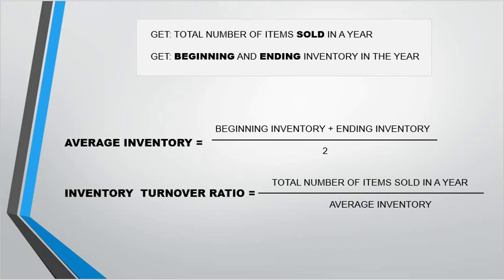The average inventory is the beginning inventory in the warehouse and the ending inventory in the year, meaning in the financial year that starts from April and ends the next year on 31st March. Taking both inventories and dividing by 2 gives the average inventory. So the inventory turnover ratio will be the total number of items sold in a financial year divided by the average inventory. This gives you the inventory turnover ratio.